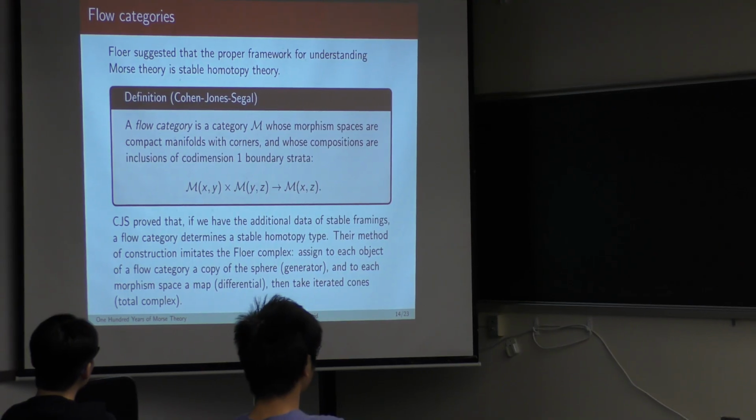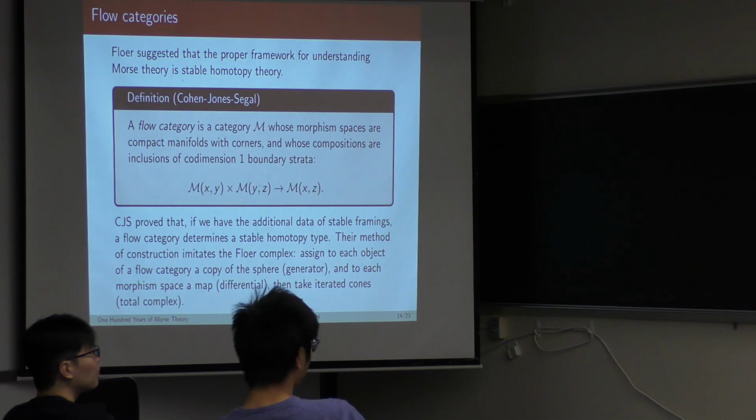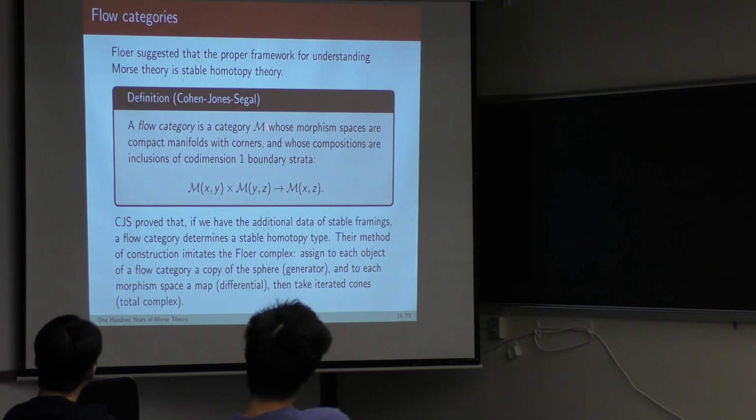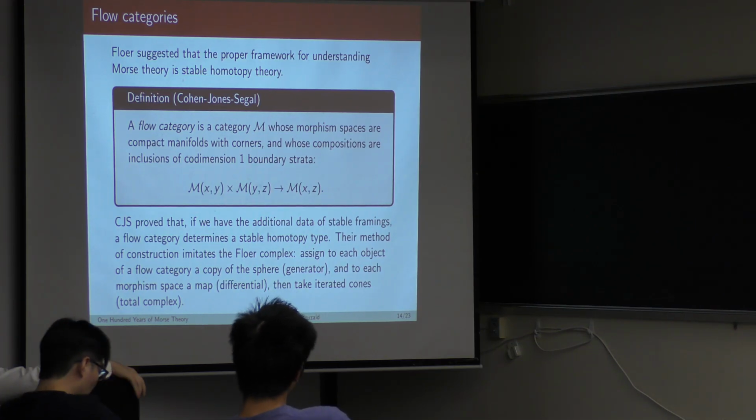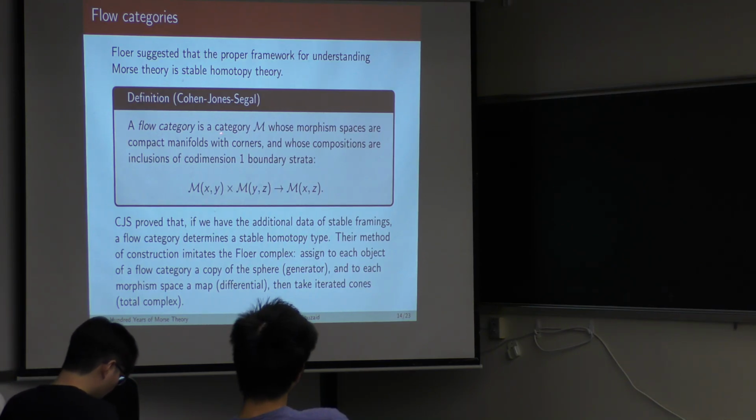So a flow category is the structure you get when you study Morse theory. What do I mean by that? It's a category. It's actually a non-unital category, but let's not worry about that. And in Morse theory, the objects of this category are the critical points.